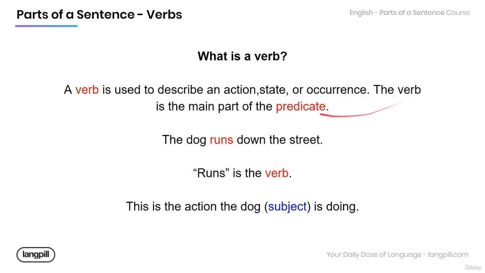The verb is going to be the main part of your predicate, right? Remember we talked about predicate and subject. So the verb is the main part of the predicate. If you remember this sentence, the dog runs down the street, right? Runs down the street was the predicate, and the predicate starts with this verb, which is runs. Runs is the verb. This is the action that our subject, the dog, is doing.